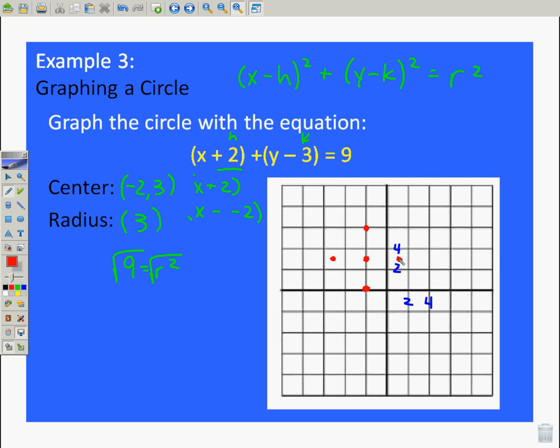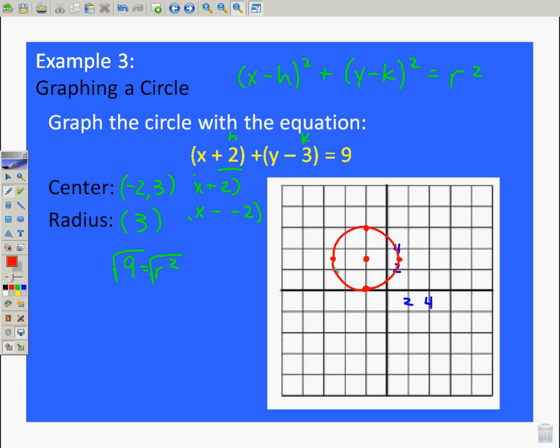This is where your artistic abilities take over. I'm going to go ahead and connect the dots here. Look at that. That's my circle right there. And so I can find points of intersection. I can say, where does it cross the x-axis? Where does it cross the y-axis? Things like that. So you've just drawn a circle by using the center and the radius.